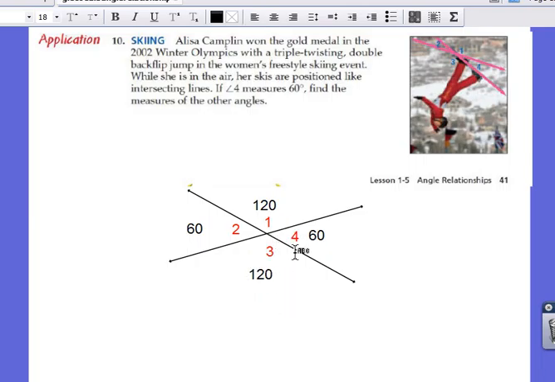So if angle 1 is 120, then guess what? Over here, this has to also be 120 by definition because they're vertical. And why is that? Because 3 is supplementary to 4 and is also supplementary to 2. And if you notice, 2 and 4 are the same. So that means that 2 and 3 have to add up to 180. So if 2 is 60, 3 has to be 120. If 4 is 60, 3 has to be 120. Yeah, because again, we got straight angles going in 4 directions, basically.